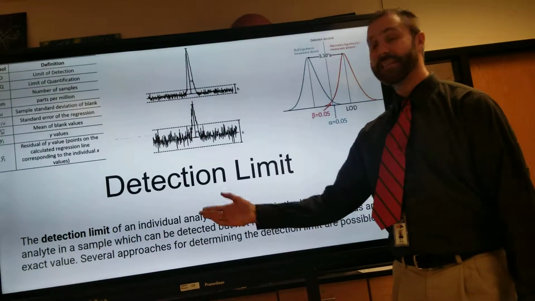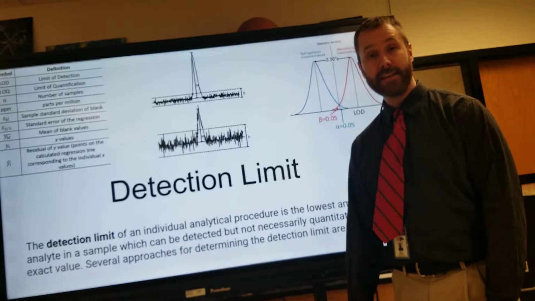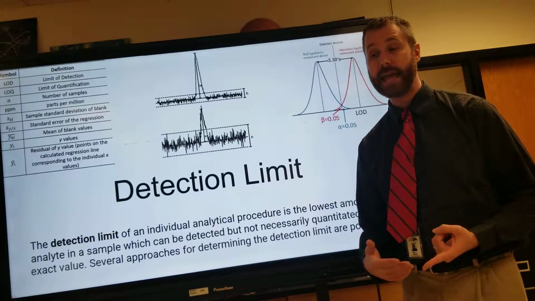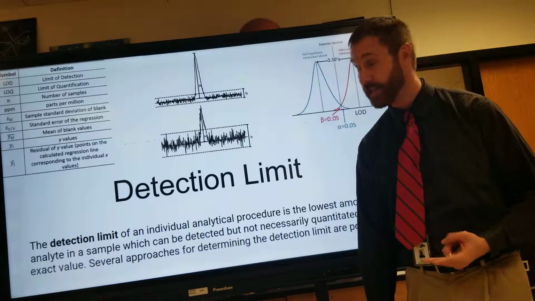Today I'm going to teach you about detection limit. By the end of my lesson here, you should be able to define it, or at least explain what it is, and calculate it two separate ways.